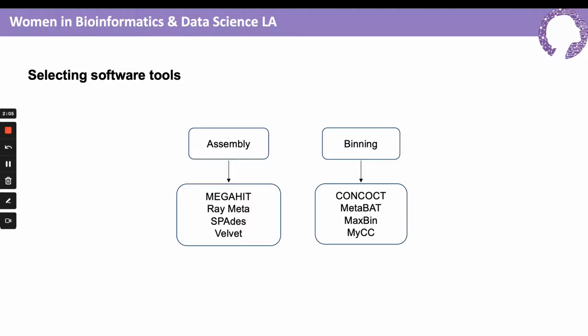We selected 8 software for this assessment, chosen based on their characteristics, objectives, and status. The 4 programs for the assembly phase are MegaHit, BrainMeta, Spades, and Velvet, and for the binning phase are CONCOCT, MetaBat, MaxBin, and MyCC.